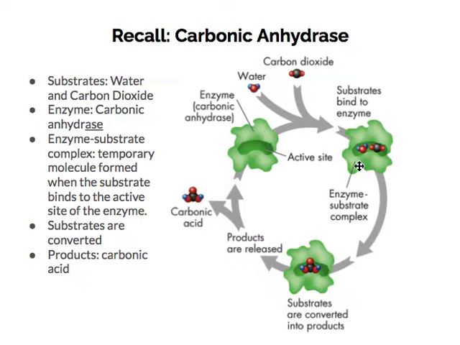So as it binds, the enzyme does its job, whether that's breaking something down, building it up, whatever its specific job is. As it does that, these substrates are converted into the desired products. The products are released, which in this case was carbonic acid, and then the enzyme can go and do its job again. It can break down more products or join more reactants together, depending on its job.